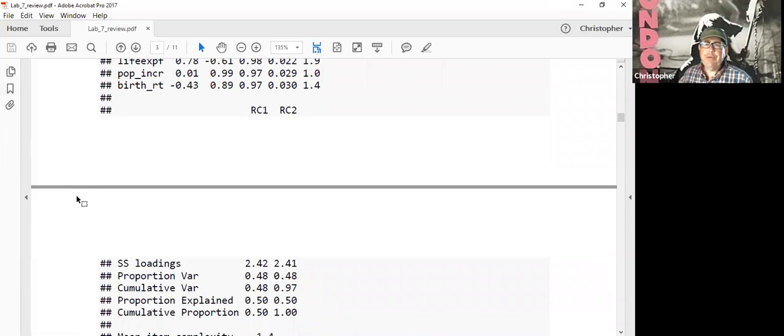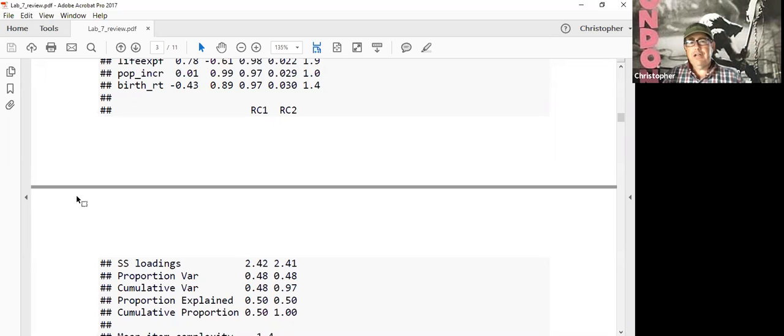For each component, we get something called SS loading. This is more commonly called an eigenvalue. The eigenvalue is the primary measure of how well a factor explains the variables. One way you can think of that is how many variables out of the total were explained. 2.42, 2.41, those are pretty big values when you consider that we've got only 5 variables in our model.